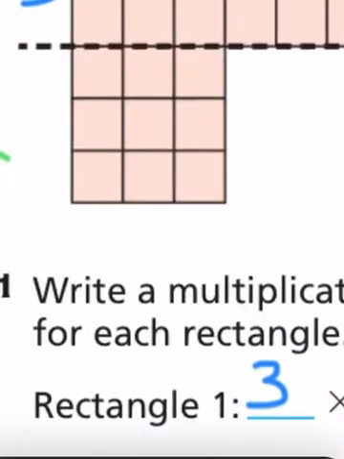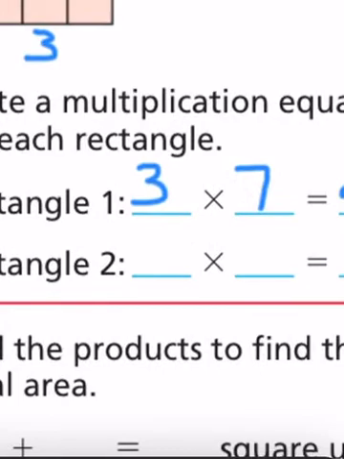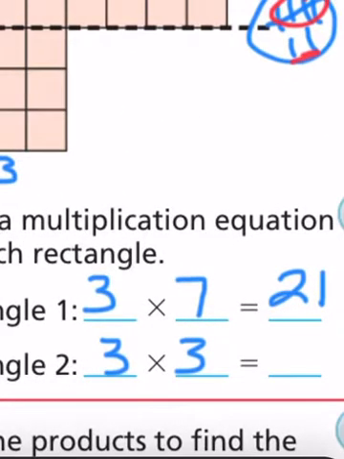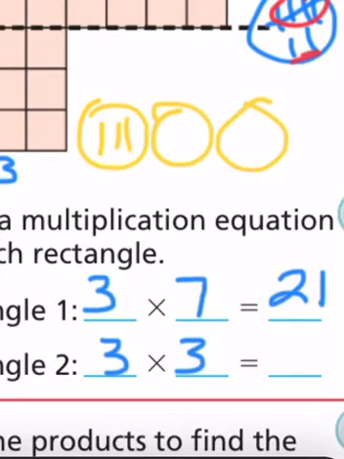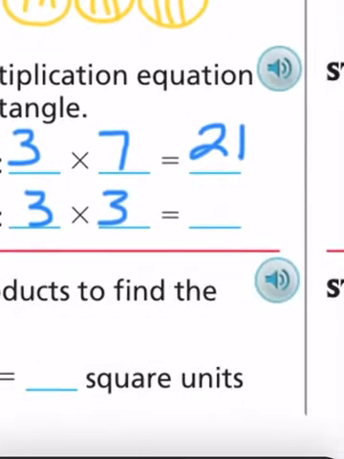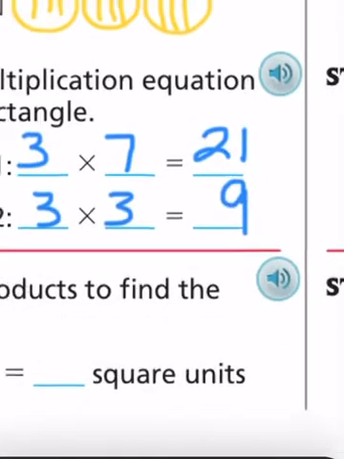Area of rectangle 2, it has a length of 3 and a width of 3. So that is 3 times 3, 3 groups of 3. I'm going to put this in yellow here so we don't get totally confused. 1, 2, 3, 1, 2, 3, 1, 2, 3. Count them all up, and I have a total of 9 there.